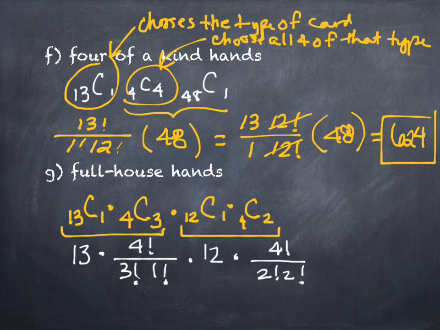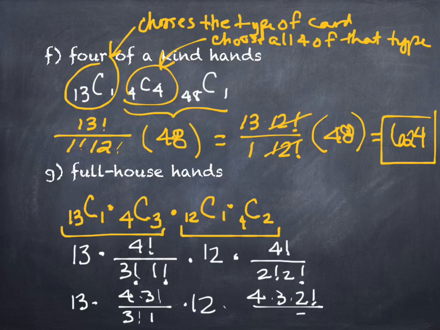Right, excellent. So I've got 13 times 4 times 3 factorial over 3 factorial times 1 times 12 times 4 factorial, so it's 4 times 3 times 2 factorial. Keep one of mine written as 2 factorial if you'd like. These are small enough numbers. If you just change them all, it's okay too, of course.